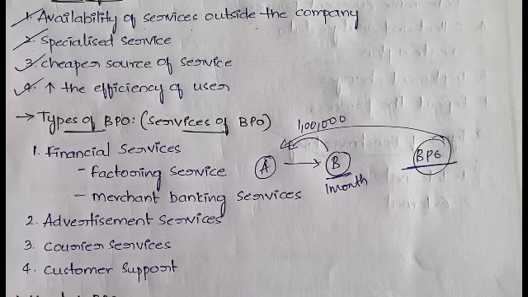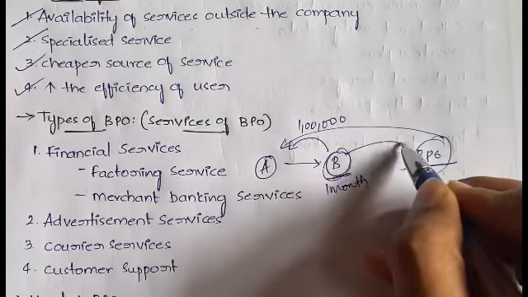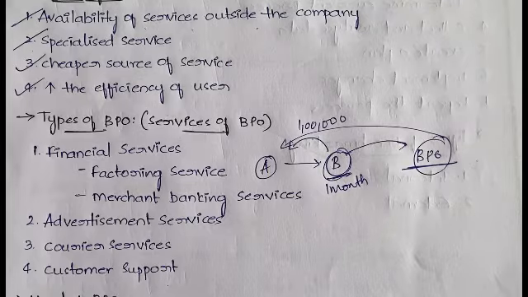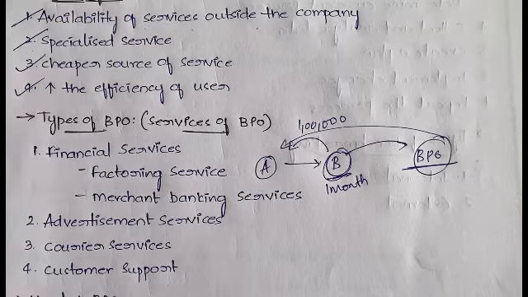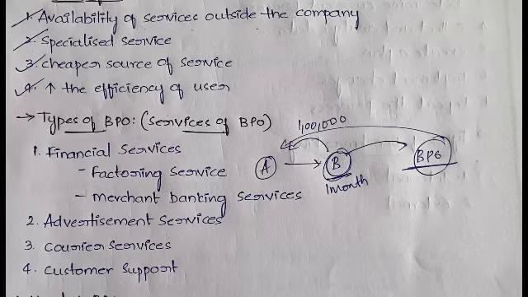Now after 1 month, B will repay this money back to the BPO, not to A. So in that case, B's requirement is also done, right? A wanted money immediately, that requirement was fulfilled, and B wants 1 month of time to pay back the money, and that requirement is also fulfilled, right? So this is factoring service.